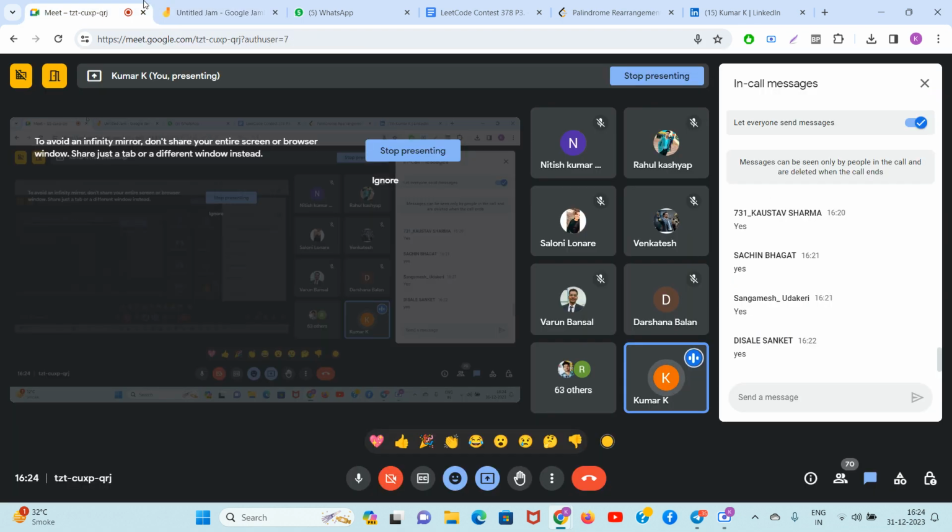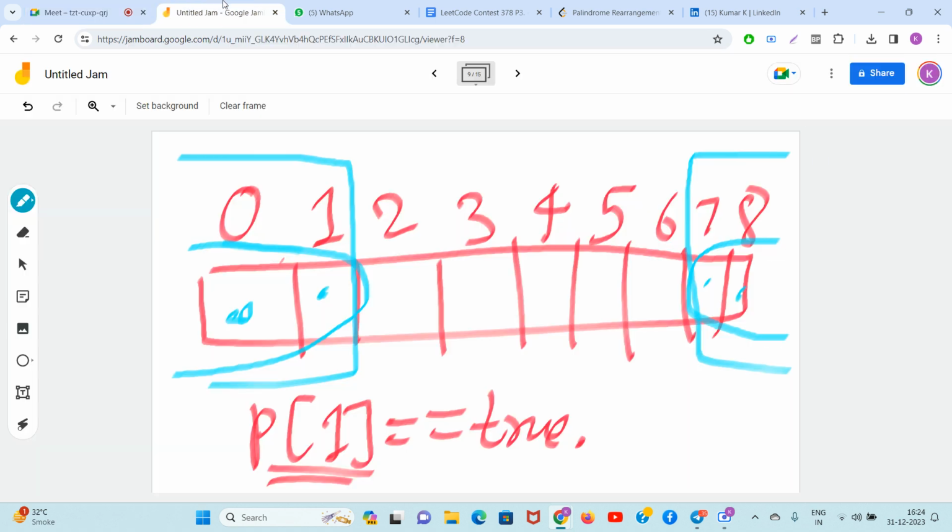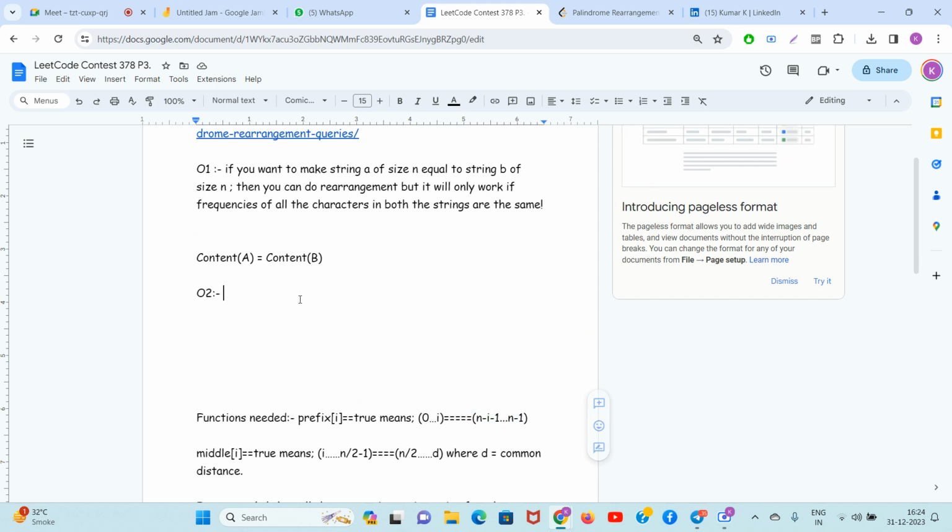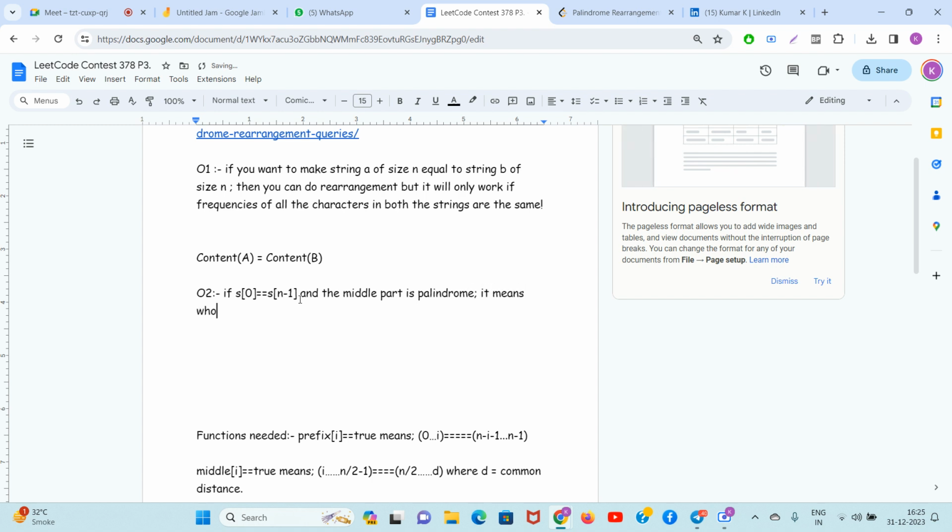Guys, is the prefix array concept clear to everyone, what I'm trying to do? P of I will be true only if the first I elements are equal to the last I elements in a palindromic format. Clear? Good. Awesome. Guys, another observation is if S of 0 is equal to S of n minus 1 and the middle part is palindrome, it means whole string is palindrome.